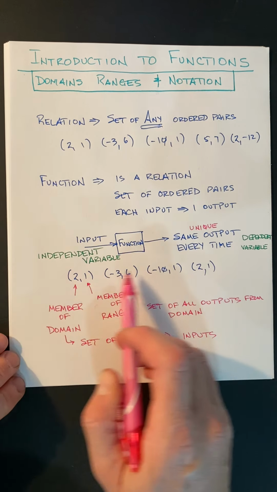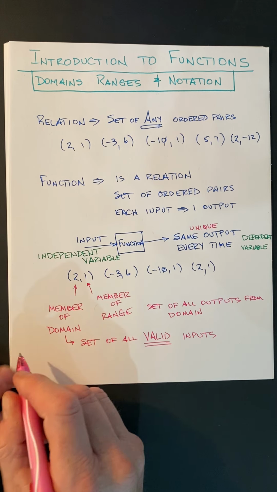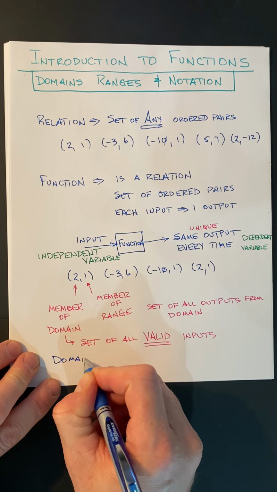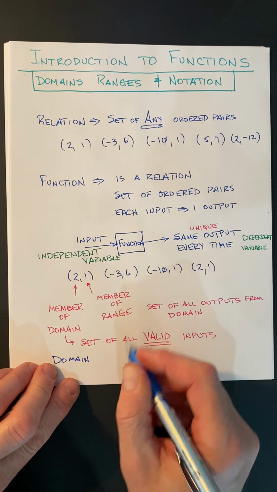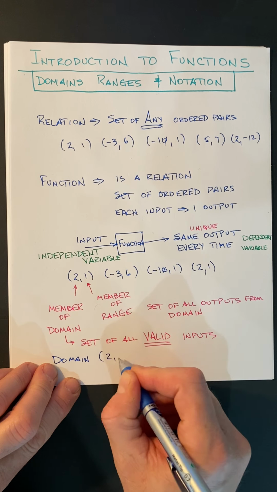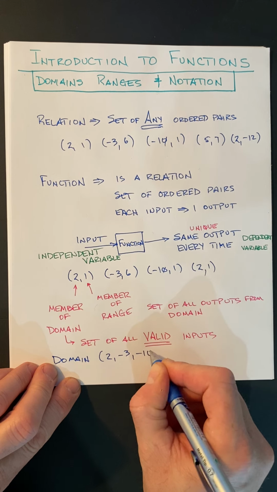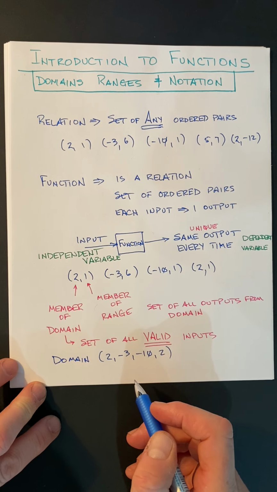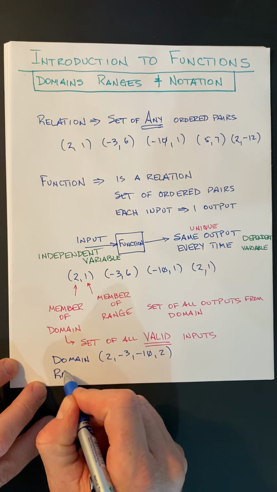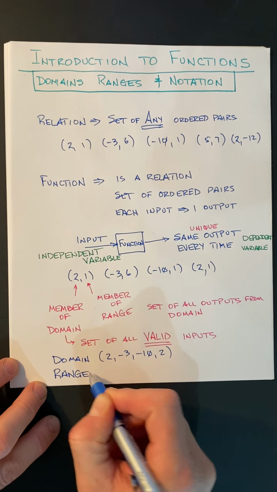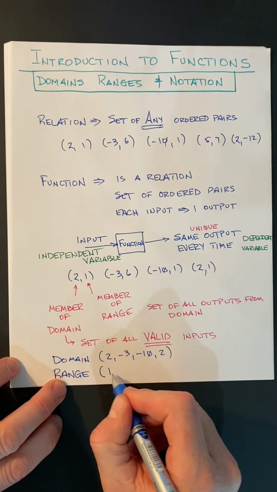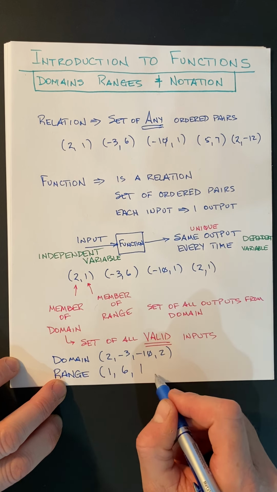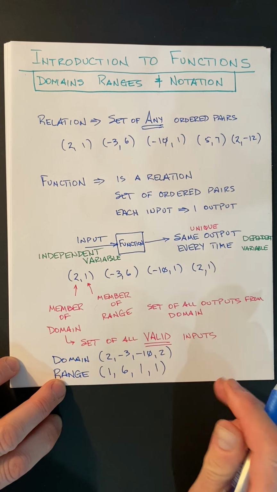all right? So let's look at this one right here. My domain for this problem is the set of valid inputs, all right? So I would have a 2, a -3, a -10, and a 2 again, okay? And I don't even have to really write that a second time. The range would be the outputs, right? So I have a 1, a 6, a 1, and a 1, all right?